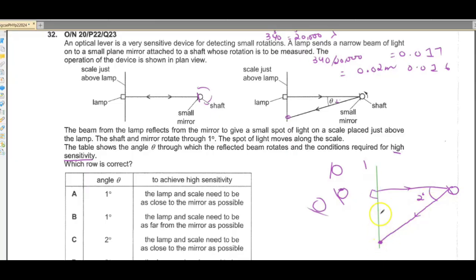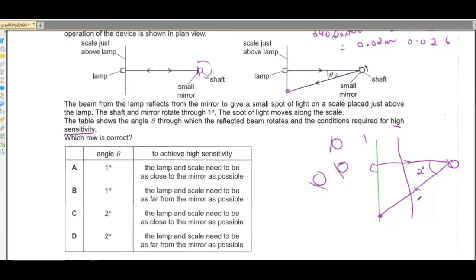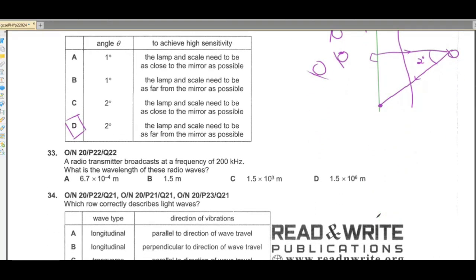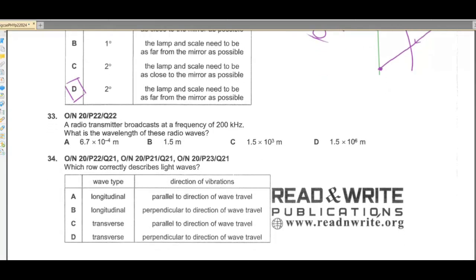Okay, if the distance is going to be less, like for example if this is moved over here, you won't be able to see the spot very clearly. Okay, in order for this high sensitivity to be true, you need the distance to be more and the angle to be greater as well. So if we look at our options, option D is going to be our correct option for this one, where the angle is greater than 1 degree and the lamp and the scale need to be as far from the mirror as possible so that you can detect the spot very clearly. Okay, so I hope you understood the question. For high sensitivity, the angle has to be greater and the distance has to be more as well. Okay, so always remember that.